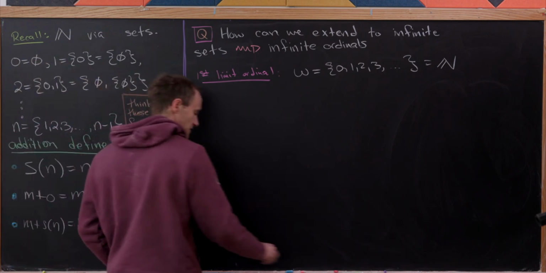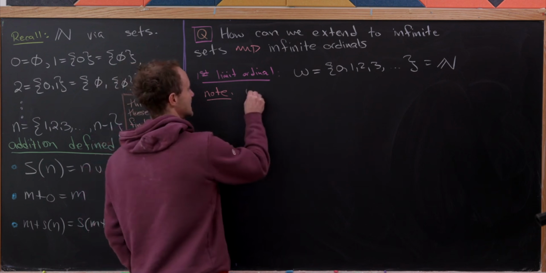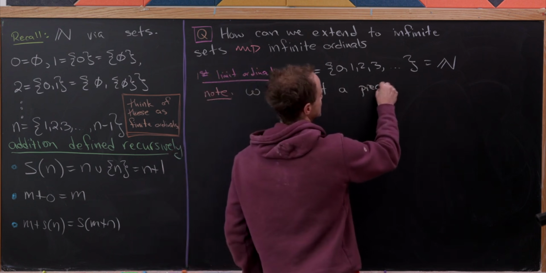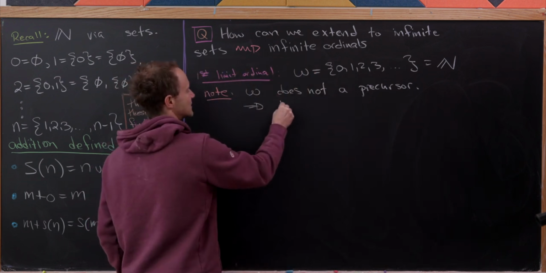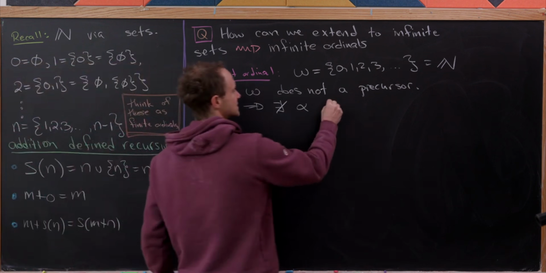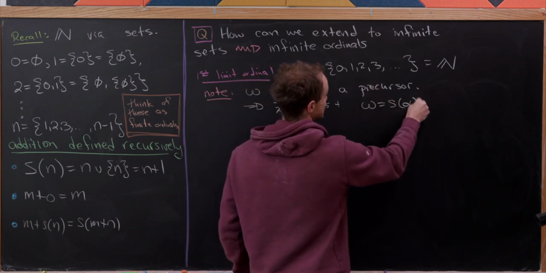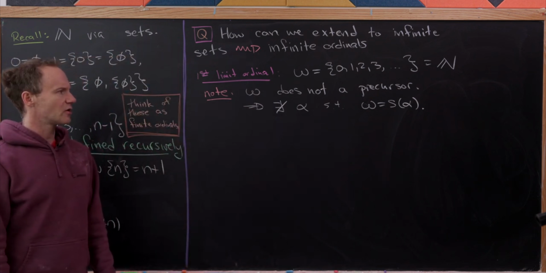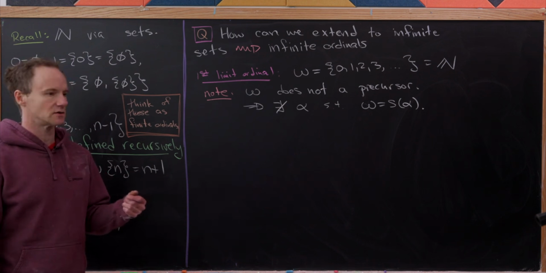And then let's maybe note something that's very important about limit ordinals, and that is omega does not have what I'll call a precursor. So, well, what do I really mean by a precursor? Well, I mean that there does not exist another ordinal, which I'll call alpha, such that omega is equal to the successor of alpha. Okay, but then how could we define omega if it's not defined as the successor of a single ordinal?